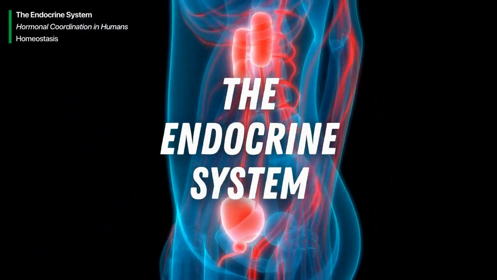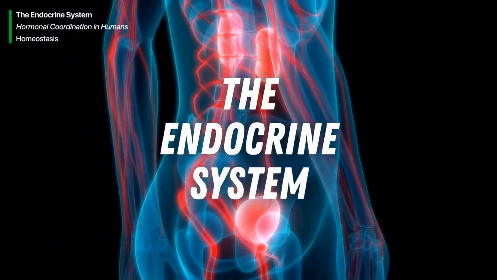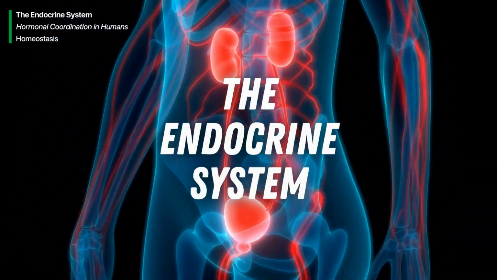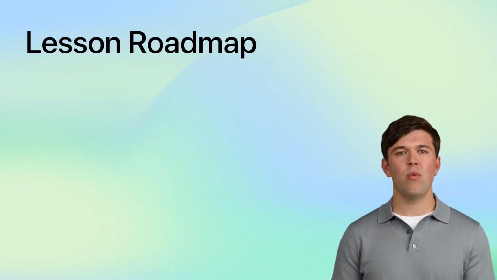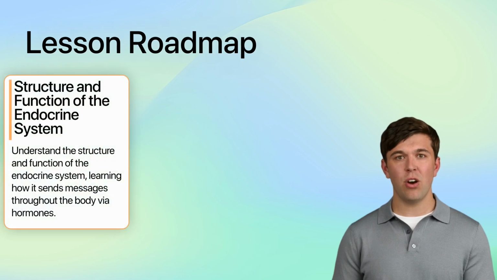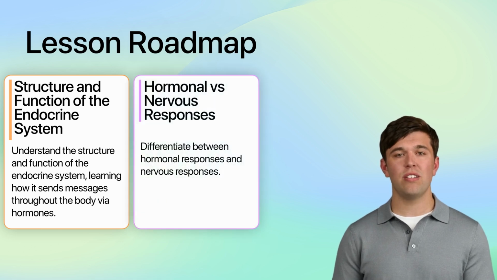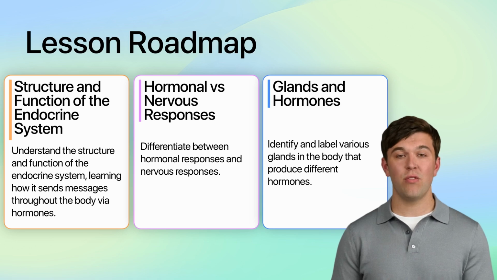Welcome to today's lesson on the endocrine system, where we will explore its crucial role in regulating and coordinating various biological processes through hormones. In today's lesson, we will first understand the structure and function of the endocrine system, learning how it sends messages throughout the body via hormones. Then, we'll differentiate between hormonal responses and nervous responses. And finally, we will identify and label various glands in the body that produce different hormones.